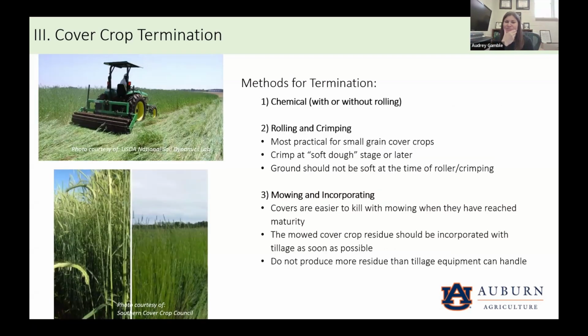So in terms of how do we terminate a cover crop, we have a few options here as well. Chemical termination with herbicides is going to be the most widely used option for cover crop termination. And sometimes rolling is done with chemical termination in order to lay down the cover like a mat. So you can see in this picture on the top, this is a roller crimper that's going through the rye that has been terminated with a chemical.